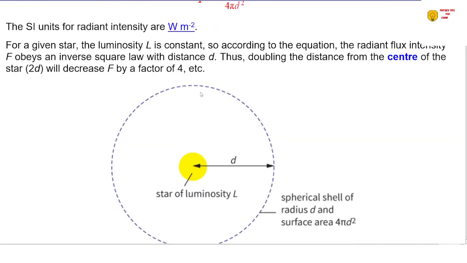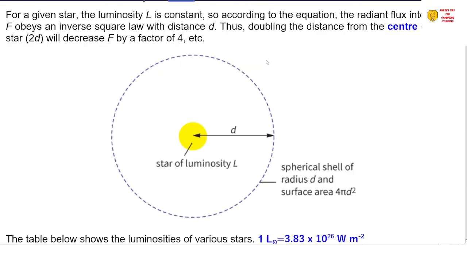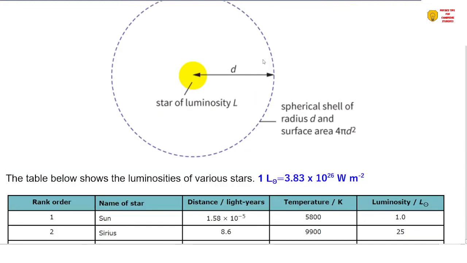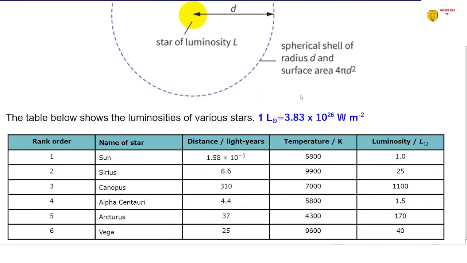For a given star, the luminosity is constant. So according to the equation, the radiant flux obeys the inverse square law with distance d. So doubling the distance from the center of the star means that F would reduce by a factor of a quarter. As you can see from this, if you double the distance, the intensity decreases because light is traveling a further distance. So it reduces by a factor of a quarter.